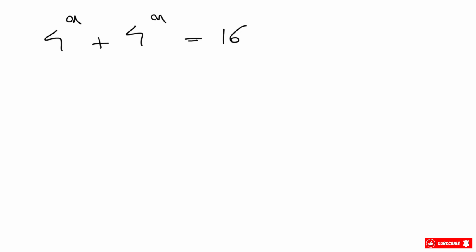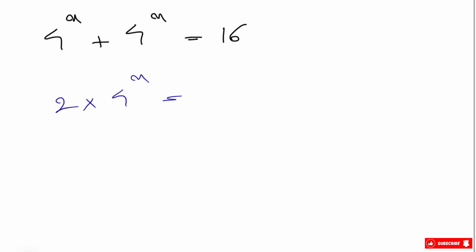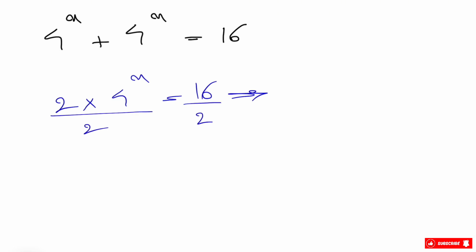Okay, welcome back, guys. In this question, we need to solve for x, and we have 4 to the power of x plus 4 to the power of x equals 16. So obviously we have 2 times 4 to the power of x on the left side, and if we divide both sides of this by 2, we'll have 4 to the power of x equal to 8.